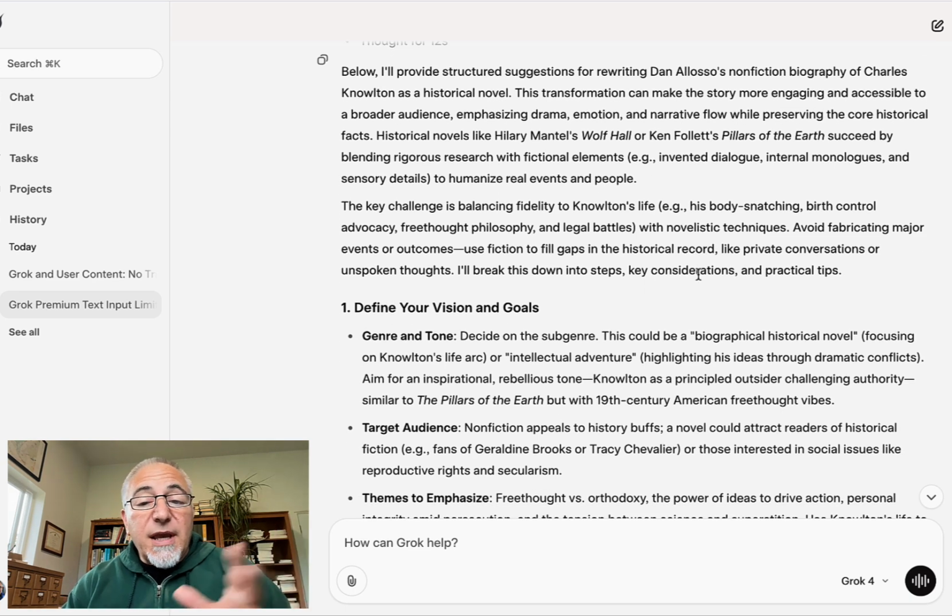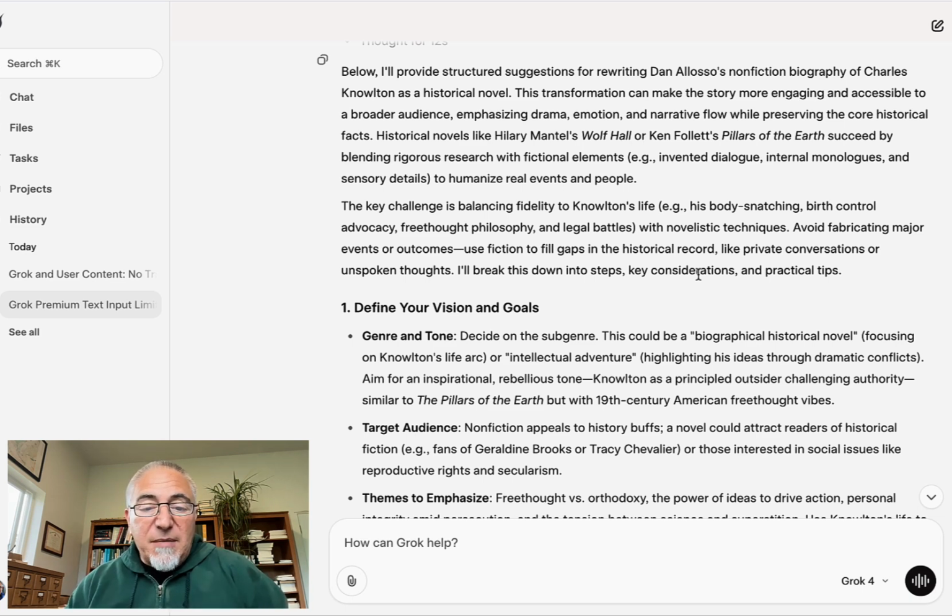This transformation can make the story more engaging and accessible to a broader audience, emphasizing drama, emotion, and narrative flow while preserving the core historical facts. I do think that it has some drama and some narrative flow as it is in the biography form, but I take its point that there are historical novels that have more narrative intensity than my nonfiction work.